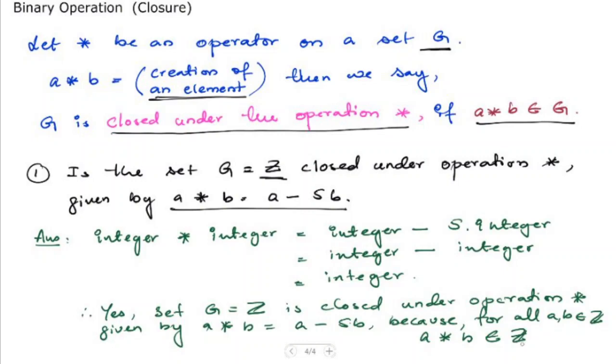Alright, let me read it again. So the set G equal to Z is closed under the operation star given by A star B equal to A minus 5B because for all A, B which are elements of Z, the A star B operation is also an element of Z. Okay, I hope that's clear. This was for a satisfying case. You have to prove it like this. Now let's take a case which is maybe not satisfying. So that's the second question.